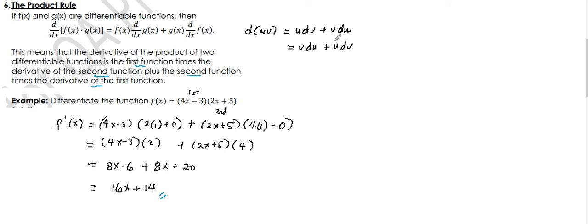So, pwedeng kahit saan dyan yung mauna, no? Pero ang ano lang nito ay para madali nyo masaulo. So, ang u natin, that's the first term. Yung v natin, that's the second term. So, if we're going to apply this, pwede natin sabihin that our u is 4x minus 3. Okay, so this is our u. And our v is 2x plus 5.